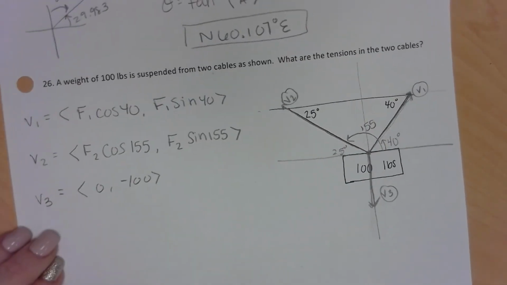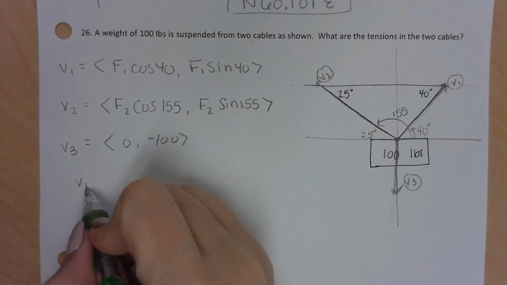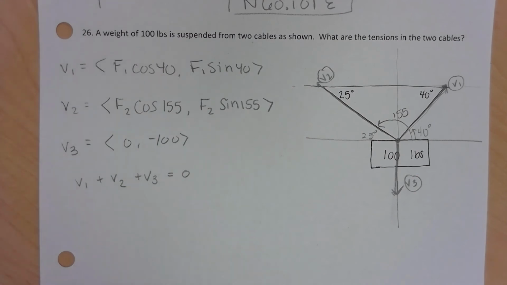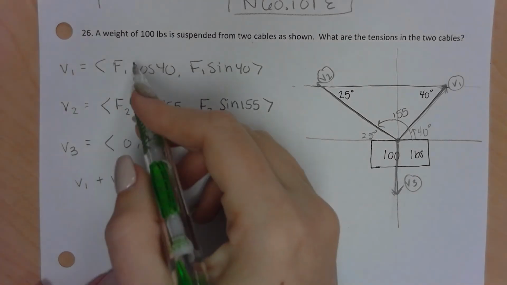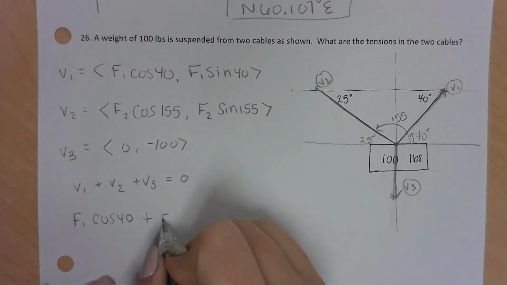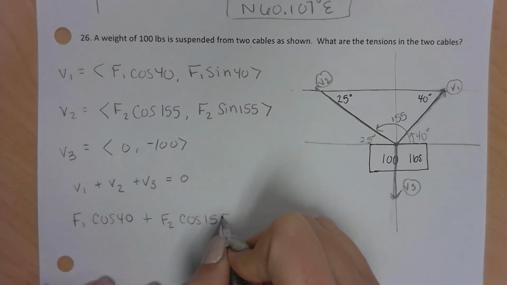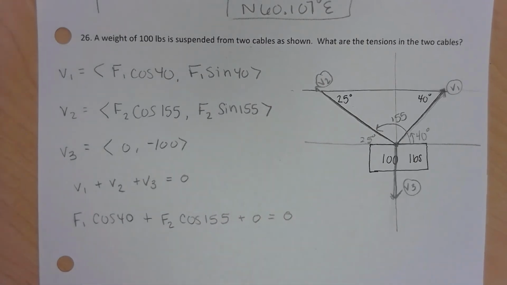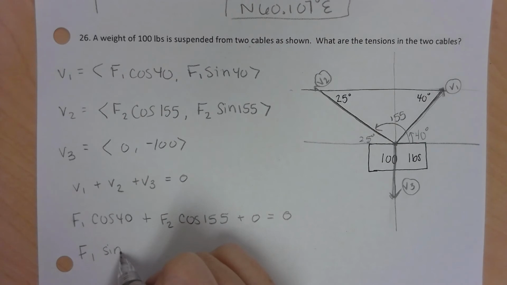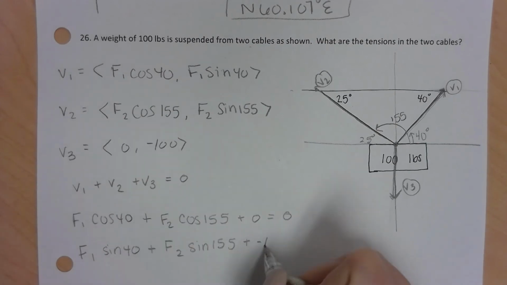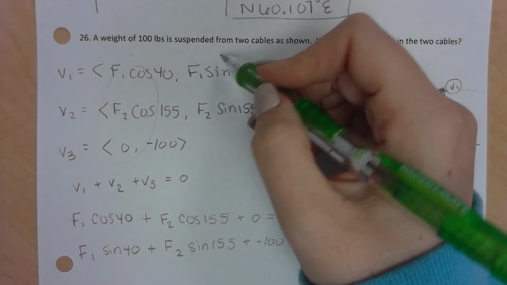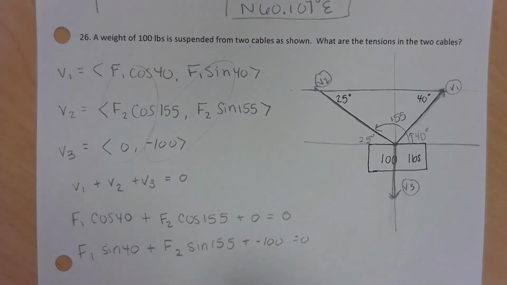So now that we have our 3 forces, in order for these to be in equilibrium, we want all 3 of the vectors added to be 0. So we're going to do that for our x values and then for our y values. Our x values here would be f1 cosine 40 plus f2 cosine 155 plus 0 equals 0. Then f1 sine 40 plus f2 sine 155 plus negative 100 equals 0, right? So I added up these 3, I added up these 3, and we need them to equal 0.